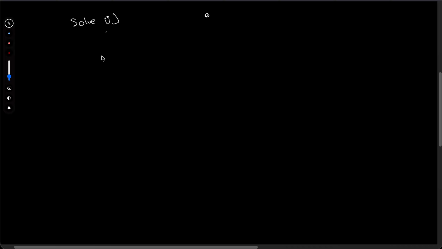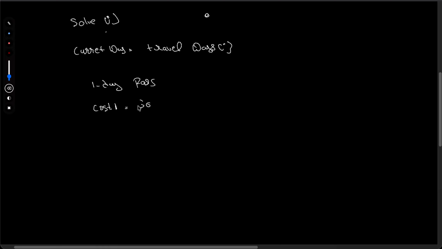Okay, recurrence relation. At index I, we are at the current day, travel days of I. We have three options. Option 1, 1 day pass, cover only this day. Next index is I plus 1, so cost of 1 is cost of 0 plus solve of I plus 1.